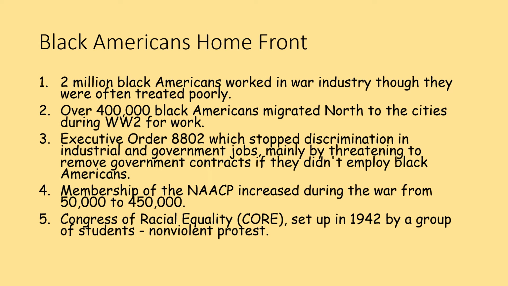A new civil rights group was also set up. The Congress of Racial Equality, known as CORE, was set up in 1942 by a group of students. Now, student involvement in civil rights is going to become really important when we get into the 1960s. But this idea of the beginnings of student involvement in non-violent protest can be seen with this group here. So CORE, set up in 1942, are going to go on to become part of many of the significant events to do with civil rights in the 1950s and the 1960s as well.